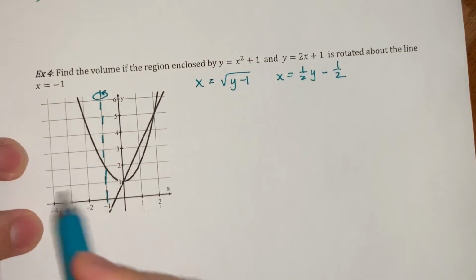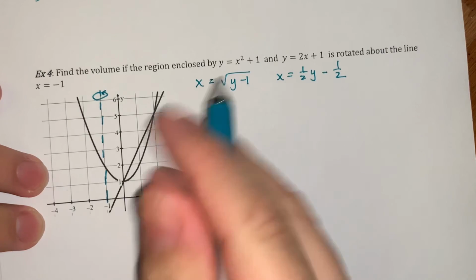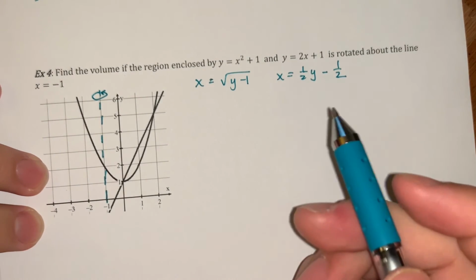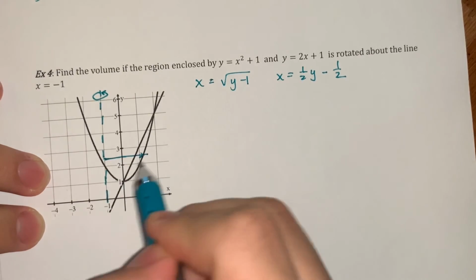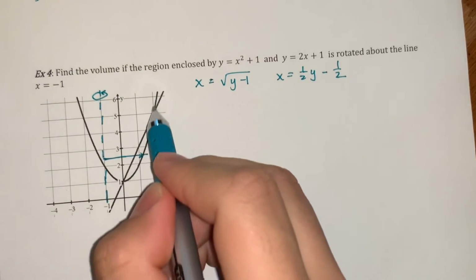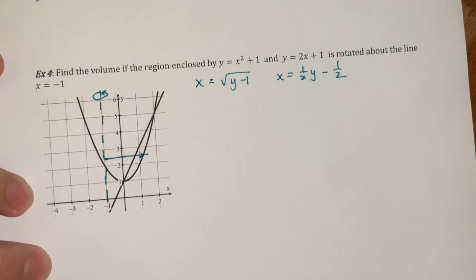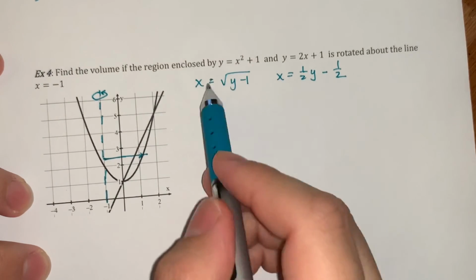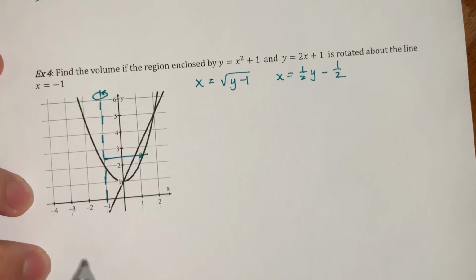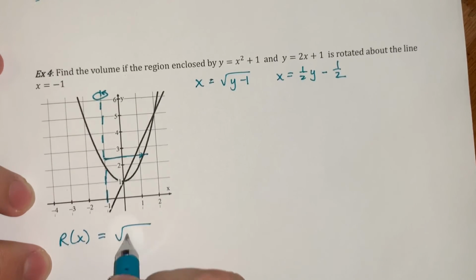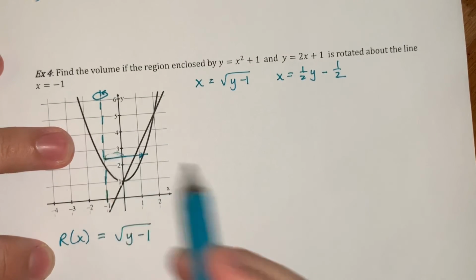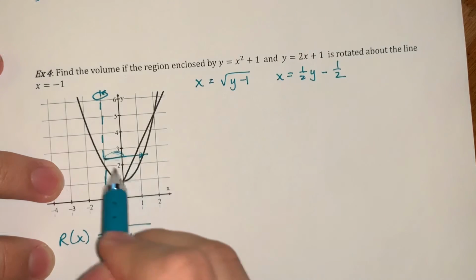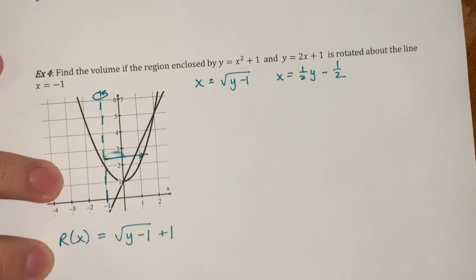So it'll look kind of familiar to what we did before, where we added a little bit more to our radius. If we want to think about the outer radius, well, the outer radius is going to be the square root function. So the outer radius is the square root of y minus 1. But we have to augment this right there. This extra space of 1 has to be added to the radius.